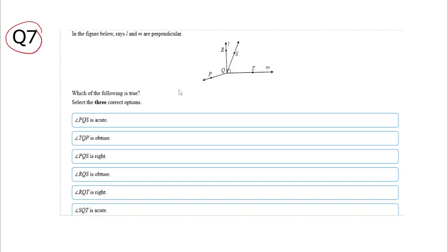Question number 7. Okay, in the figure below, rays L and M are perpendicular. What does it mean, perpendicular? It means if the line or ray M and line L are perpendicular, it means that the angle is called a right angle.